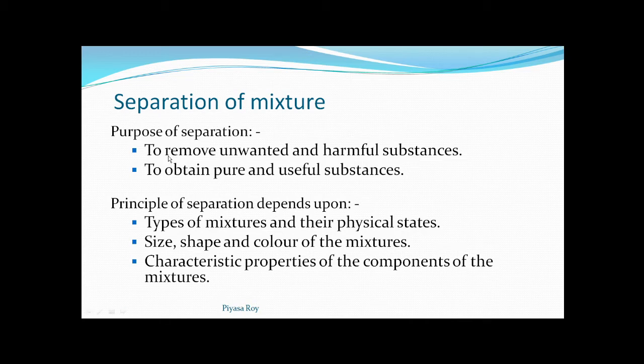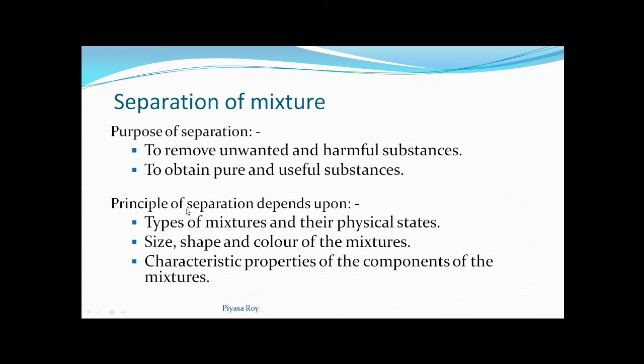To understand this, let us give an example. Suppose in pulses or in grain, some stones may be mixed in. Stones are unwanted and harmful to us. We cannot intake those along with the pulses or grains, so we need to throw them out to get the pure and useful pulse or grain. So we need to separate the stones or unwanted substances from the pulse.